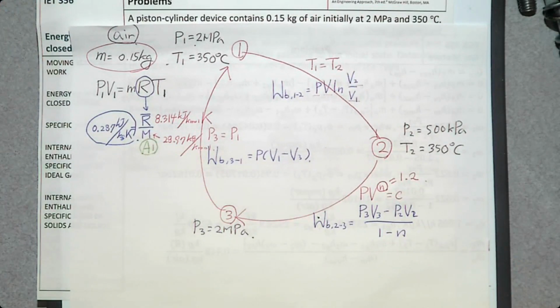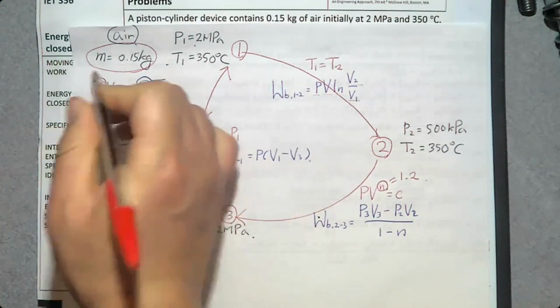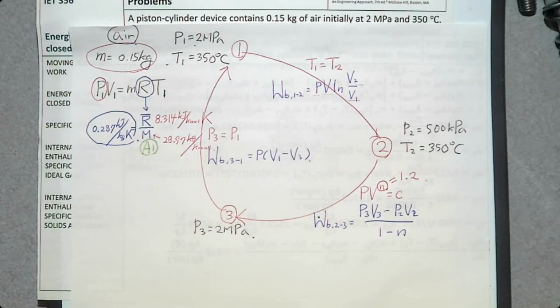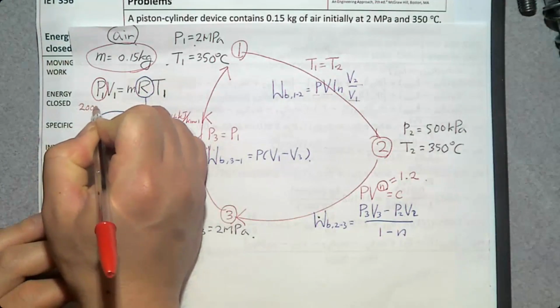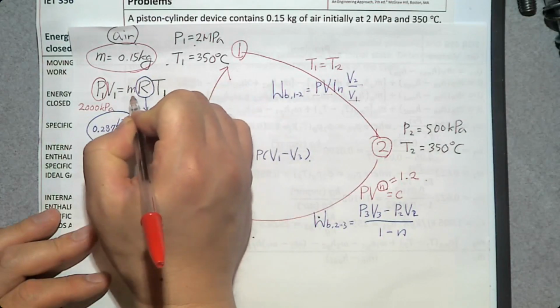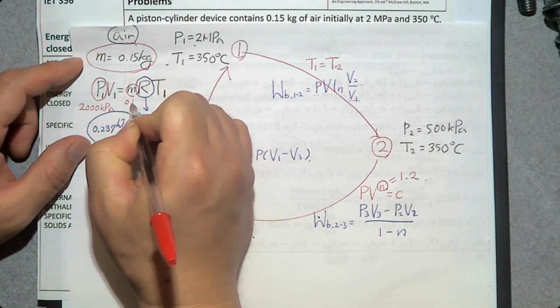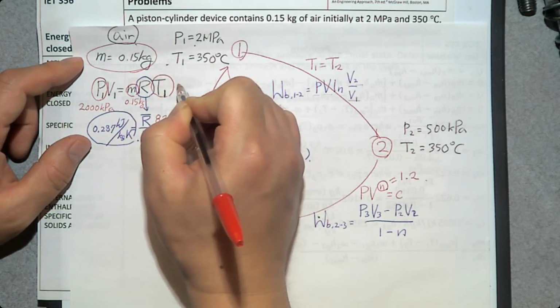Then we have R, we have pressure, 2 megapascal. So I'm going to write 2 megapascal here. No, always stick to the same unit, kilopascal. So instead of 2 megapascal, use 2000 kilopascal. So in that way, you can avoid any unit conversion. And mass is 0.15 kilograms. Temperature is what?